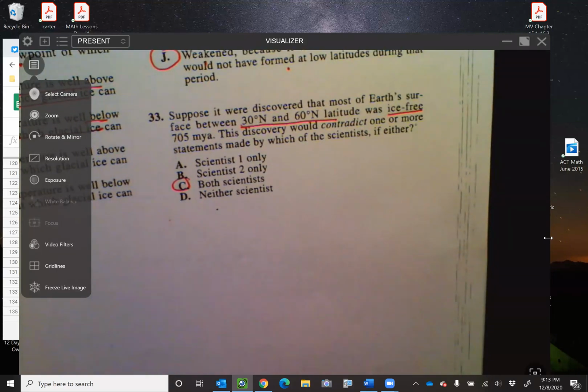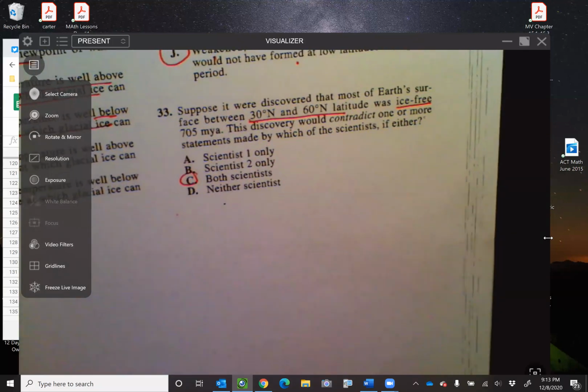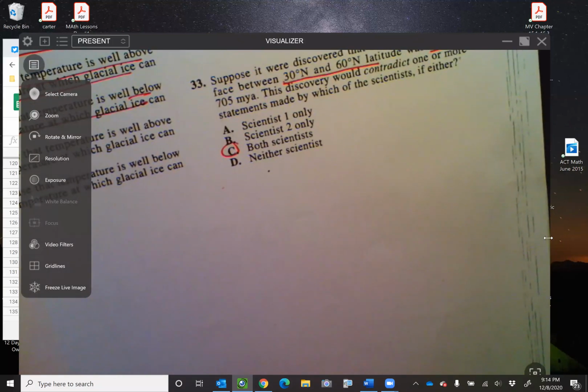So this is our second dueling scientists type question. Hopefully we're getting a little better with it. I would like to go to the charts, tables, and graphs question.